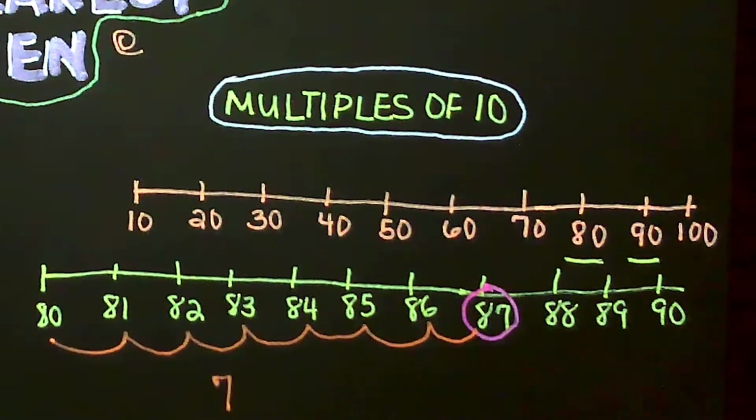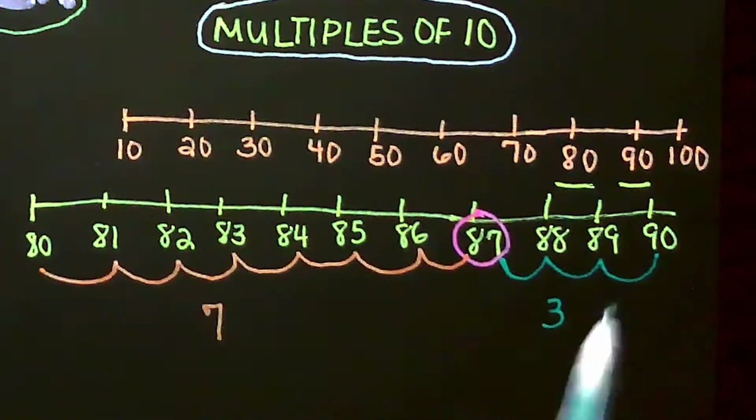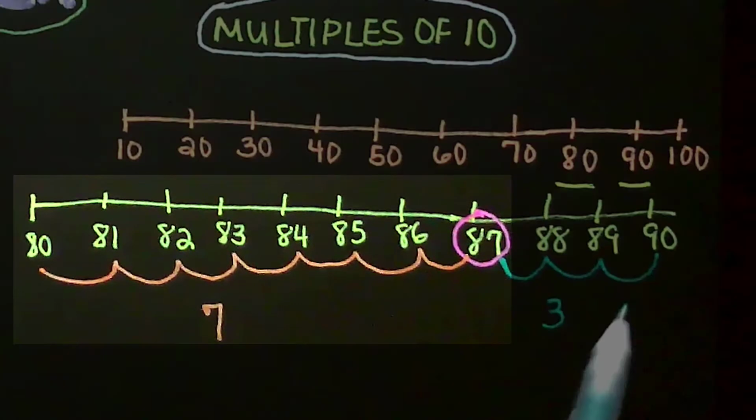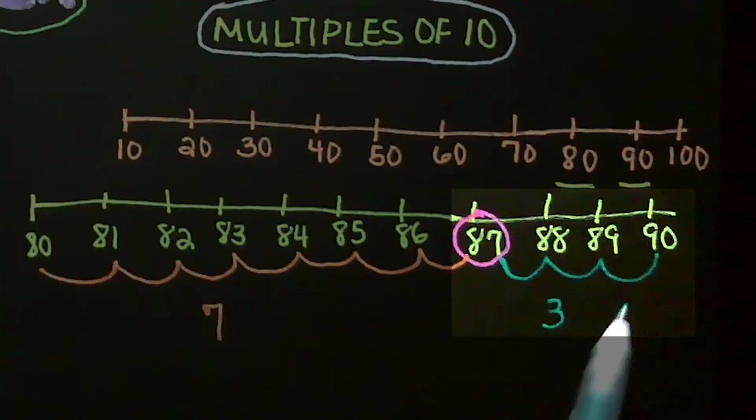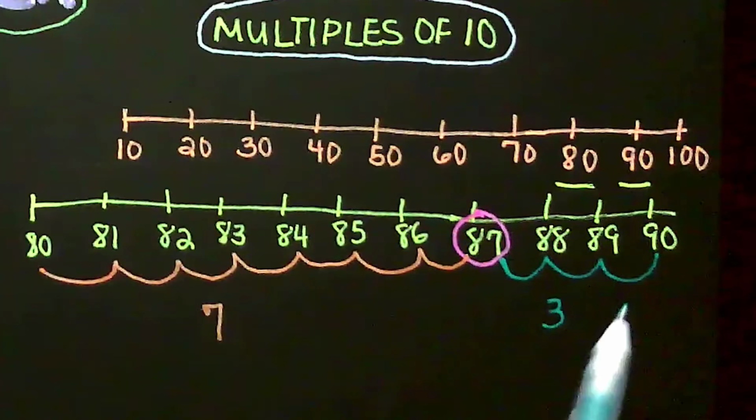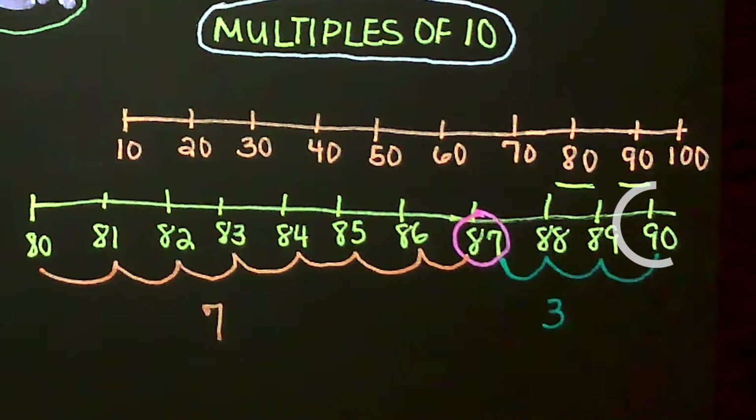And I'm drawing loops, and I'm going to count the loops at the end. Now, as you can see, 87 is 7 numbers away from 80, and on the other end, 87 is 3 numbers from 90. So 87 is closer to 90 than 80. So 87 rounded to the nearest 10 is 90.